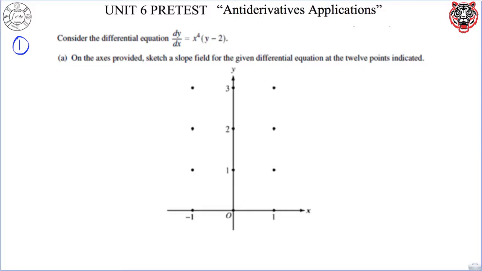This is AP Calculus, Unit 6 Pretest Solutions. Let's jump right in. So consider the differential equation, this guy, and on the axis provided we're doing a slope field. All right, so let's go for it.